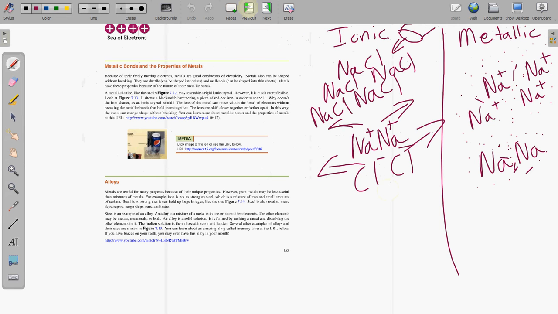Going back here, it's talking about alloys. An alloy is a mixture of metals. So if you melt down some iron and you melt down some gold and you mix them together and let them harden or cool, you have an alloy. I don't know why you would do that, but you would have an alloy.